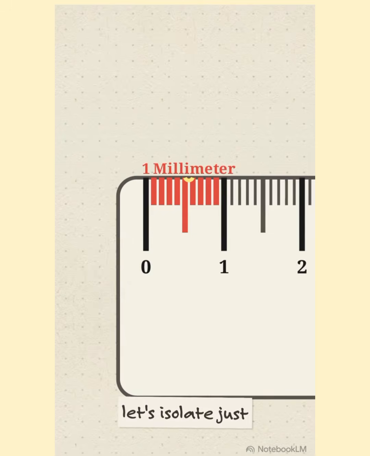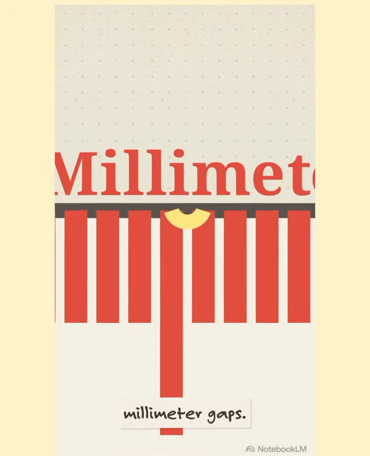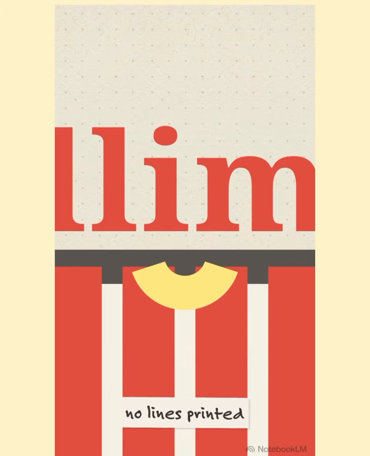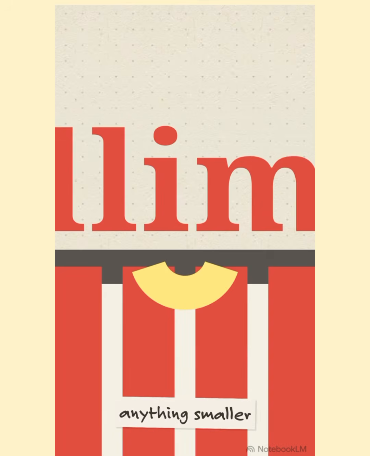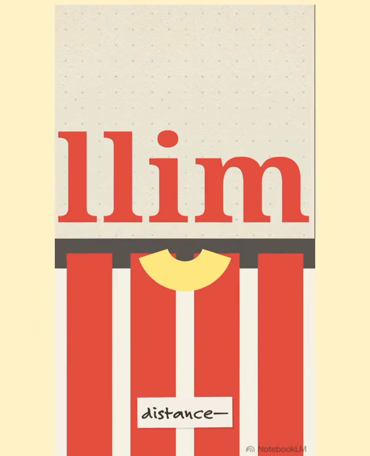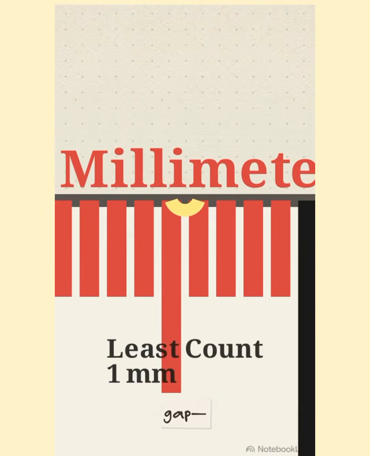Now, let's isolate just one of those single millimeter gaps. Because there are no lines printed closer together than this, it is physically impossible to measure anything smaller using this ruler. That absolute smallest measurable distance, this 1 millimeter gap, is what we officially call the tool's least count.